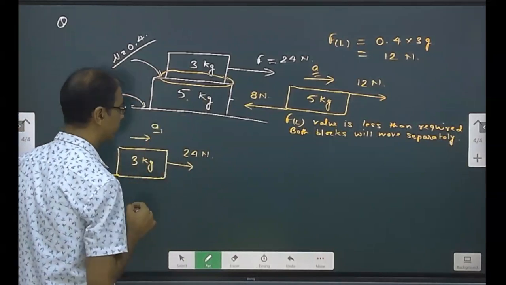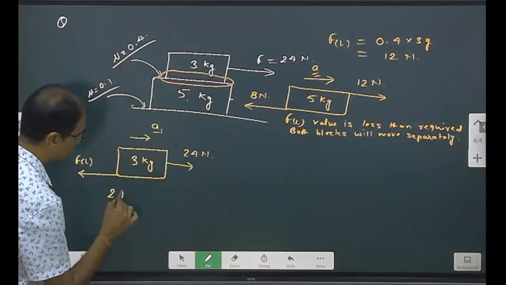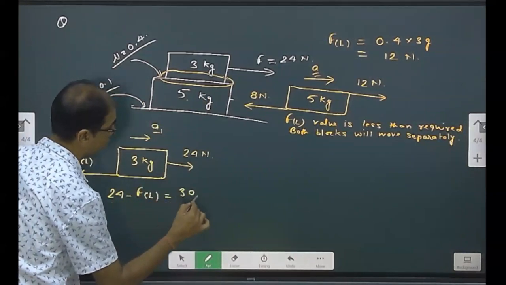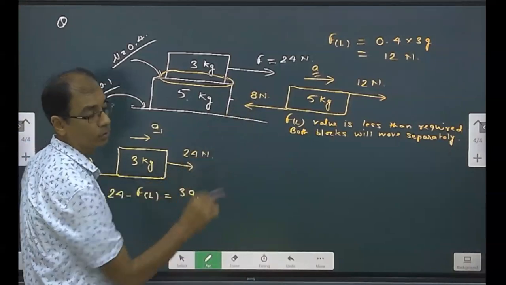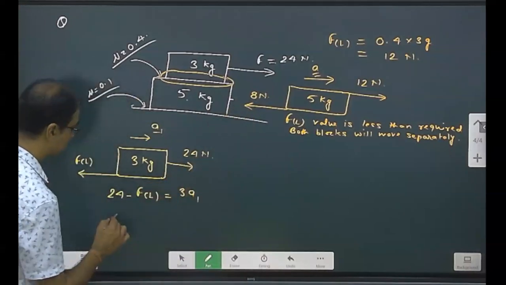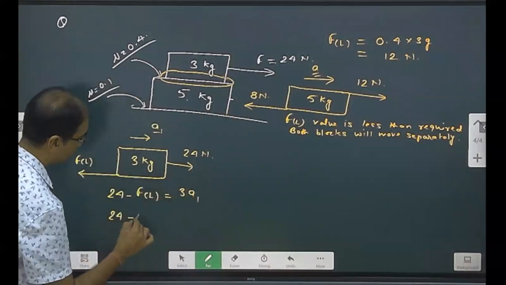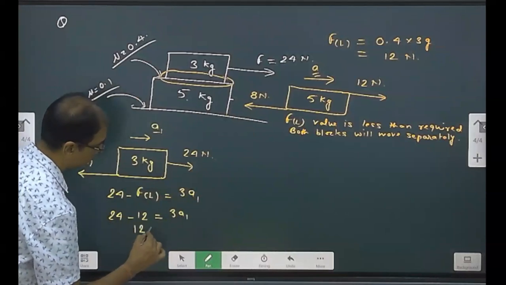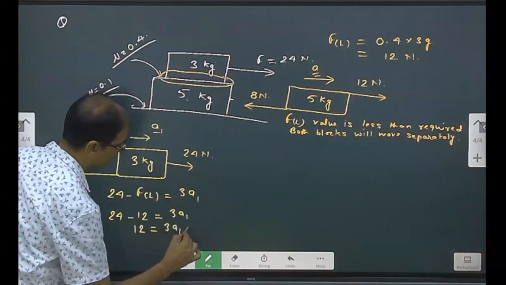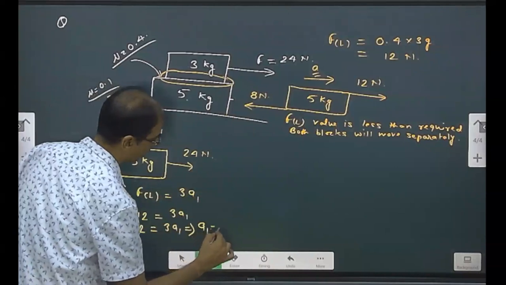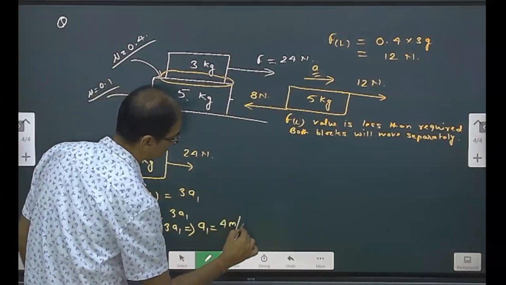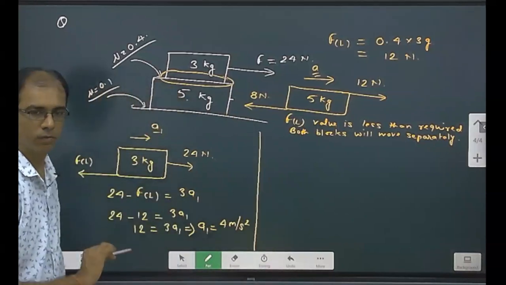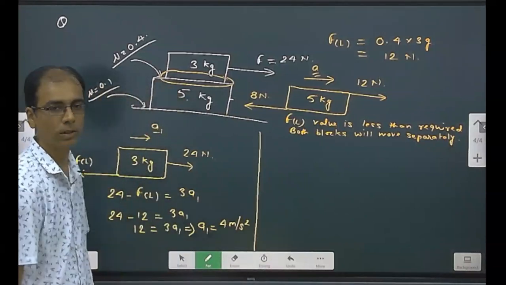Let's say A1. So 24 minus limiting equal to 3A1. Limiting value we already know, 12 Newton. So put it: 24 minus 12 equal to 3A1. That is 12 equal to 3A1. That means the A1 value we are getting is 4 meter per second square. It's over. Finished.